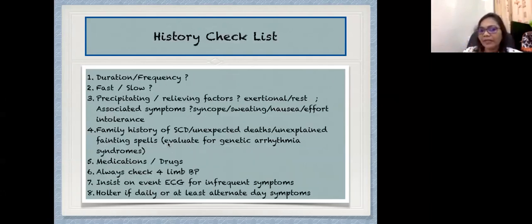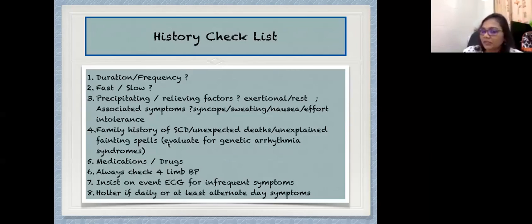So checklist for palpitations, again you have to ask about duration and frequency. Older kids might be able to tell you whether it is fast or slow. You definitely have to ask about precipitating and relieving factors, whether it is at exertion or at rest. And associated symptoms: if palpitation is associated with syncope, again it is a red flag sign. You have to completely evaluate the patient for major heart disease or underlying significant arrhythmias. And you have to definitely ask about family history of unexpected deaths or unexplained fainting spells, because this could be another way a genetic arrhythmia syndrome presents.